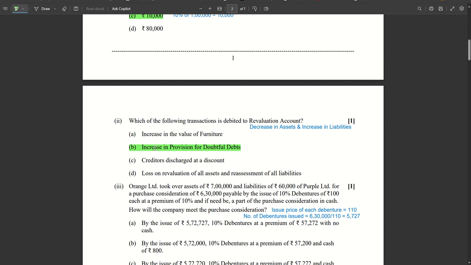So increase in provision for doubtful debts is increase in liabilities, which is debited to the revaluation account, right? Increase in value of furniture is increase in assets. That doesn't suit here. Creditors discharged at a discount. This is decrease in liabilities. That is also not suitable. Again, don't confuse this with loss on revaluation of assets and reassessment of liabilities. So loss is not considered here because they're talking about only the items from a transaction point of view.